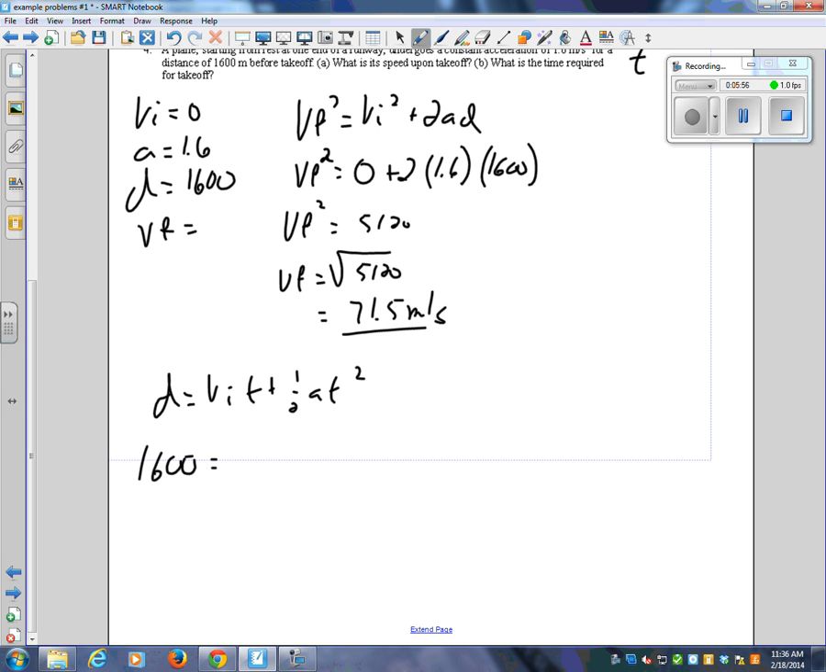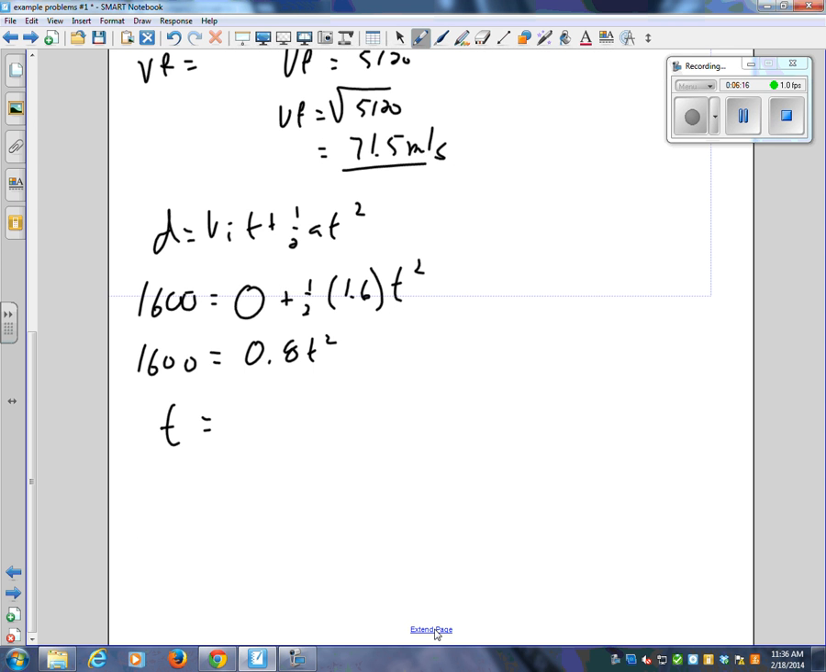1600. Initial velocity is 0, so that's good. 1/2 of 1.6 t squared. So that's going to be... can we just combine two steps here? So it would be what? 1600 all over, and the square root of all that. And I get 44.7 seconds.